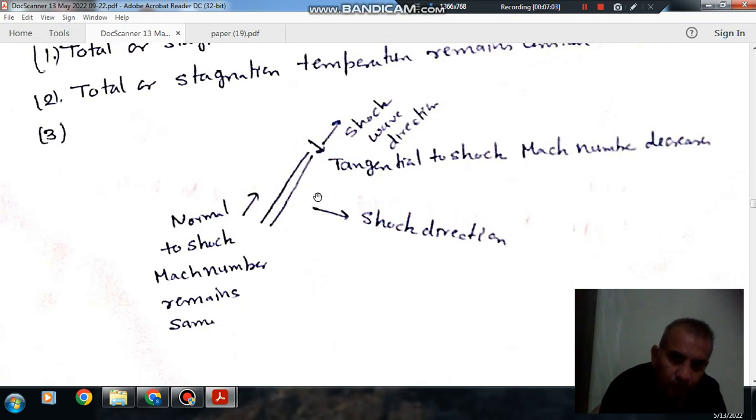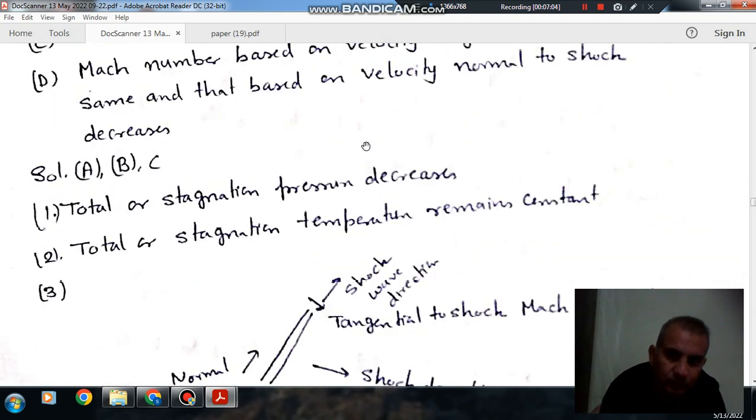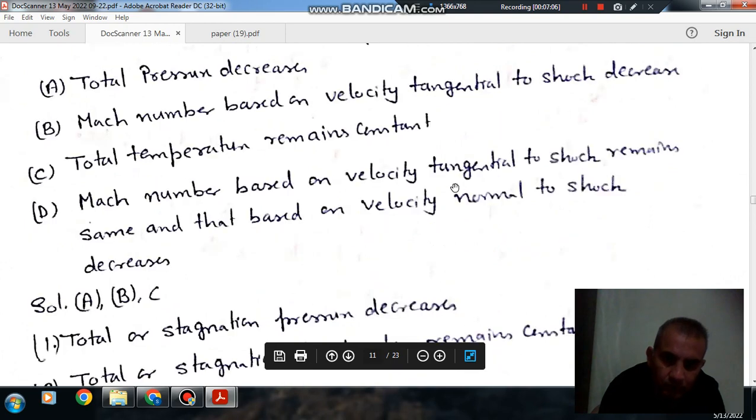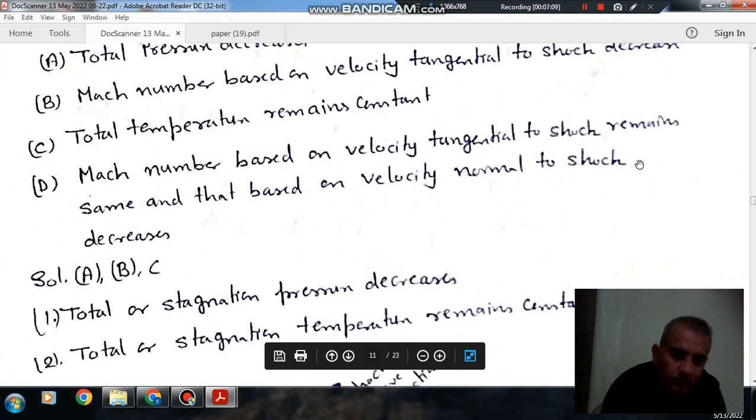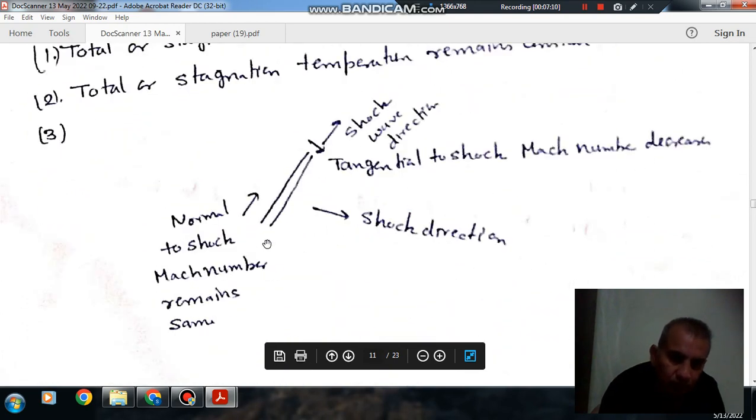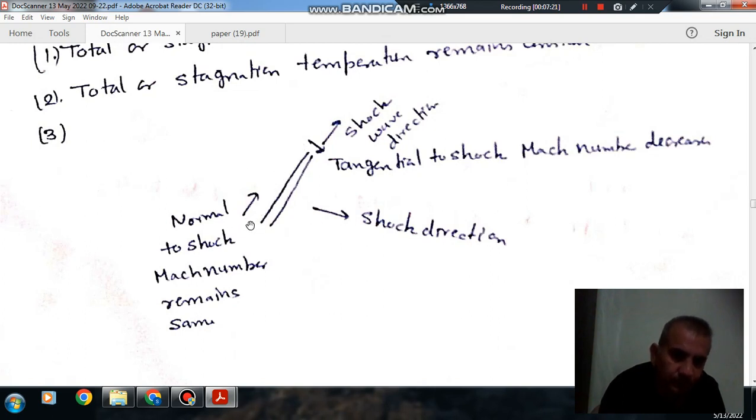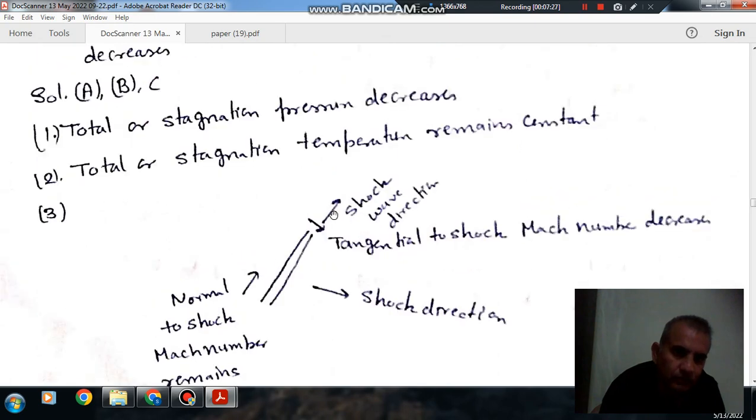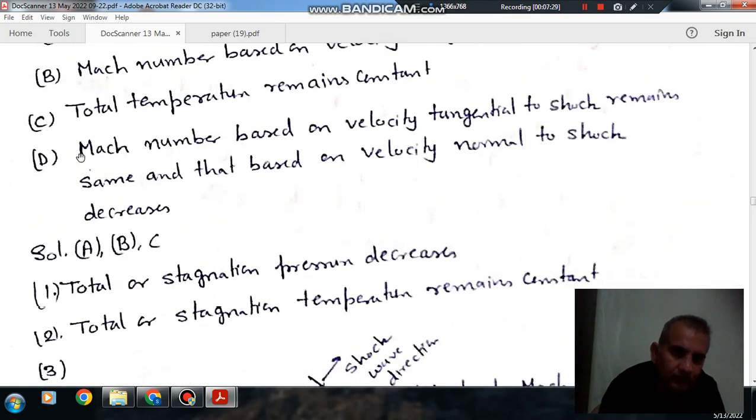Okay, so we have to take the shock direction because here no shock wave is given, only the shock is given. So the shock direction is this, the shock wave direction is this. And normal to the shock, the Mach number remains the same. Tangential to this shock wave or normal to this shock, the Mach number remains the same because no shock is occurring in this direction and the shock is occurring in this direction. Okay, so the answer is option A.